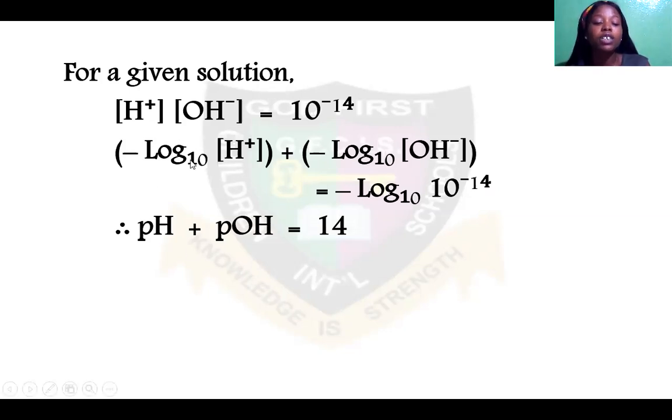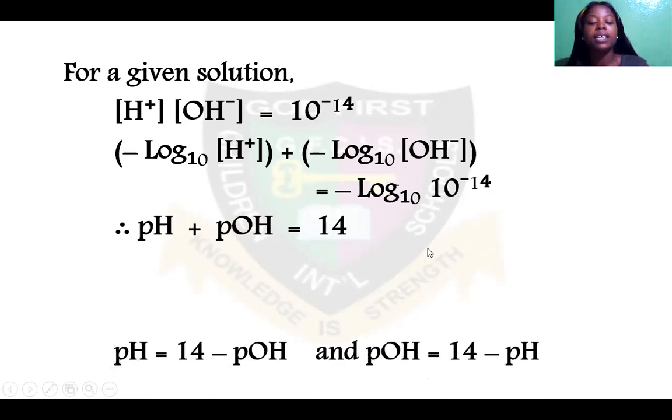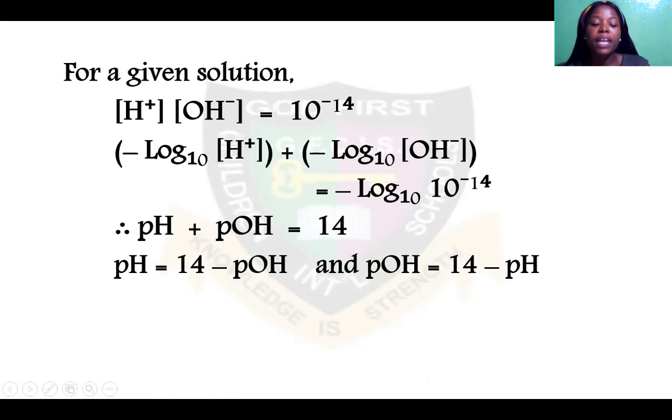We already know that pH is negative log hydrogen ion concentration. We know that. So from that, we can also agree with me that negative log hydroxide ion concentration is equal to pOH, so pH plus pOH is equal to 14. So note that. Now, if we make pH the subject of formula, pH will be equal to 14 minus pOH, and pOH will be equal to 14 minus pH.